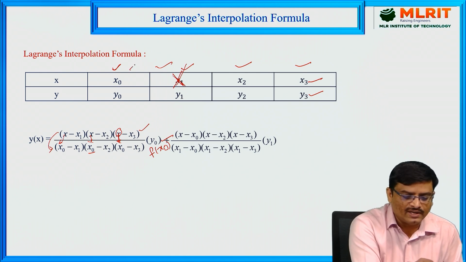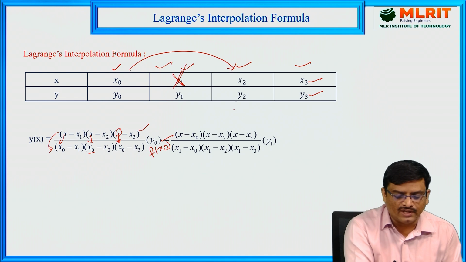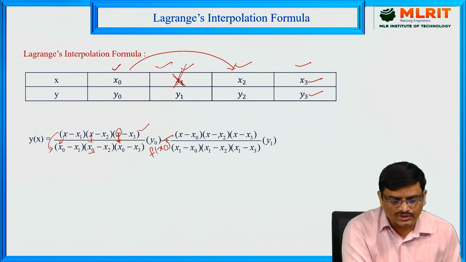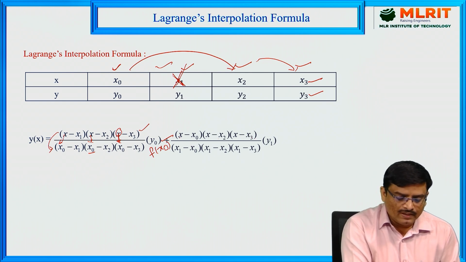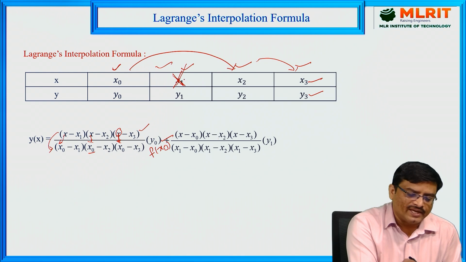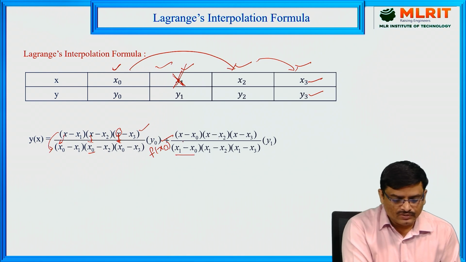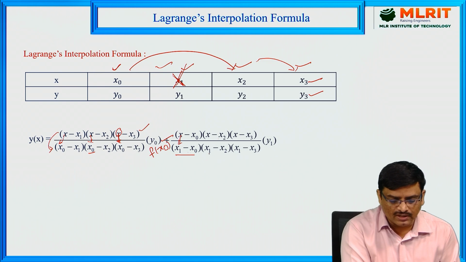So after taking x0, immediately go for this x2. So x minus x2, and then go for the next value, that is x minus x3. Now in place of x, you replace that x with x1 in the denominator. So replace that x with x1: x1 minus x0, x1 minus x2, x1 minus x3.